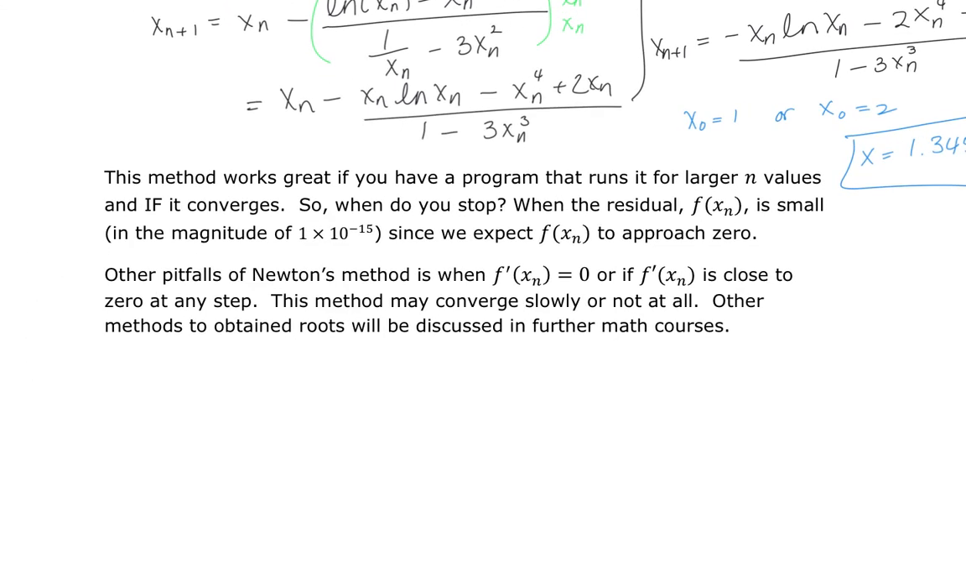Newton's method works pretty good if you have a program, right? Especially when you have large n values, and if it converges. Now, what does it mean to converge? Well, that means that it's going to go to a point or the same x value. There are times in which it doesn't converge, and we'll talk about convergence more in calculus too, but for us, when we just talk about convergence, we would expect our x values to settle down at some point.